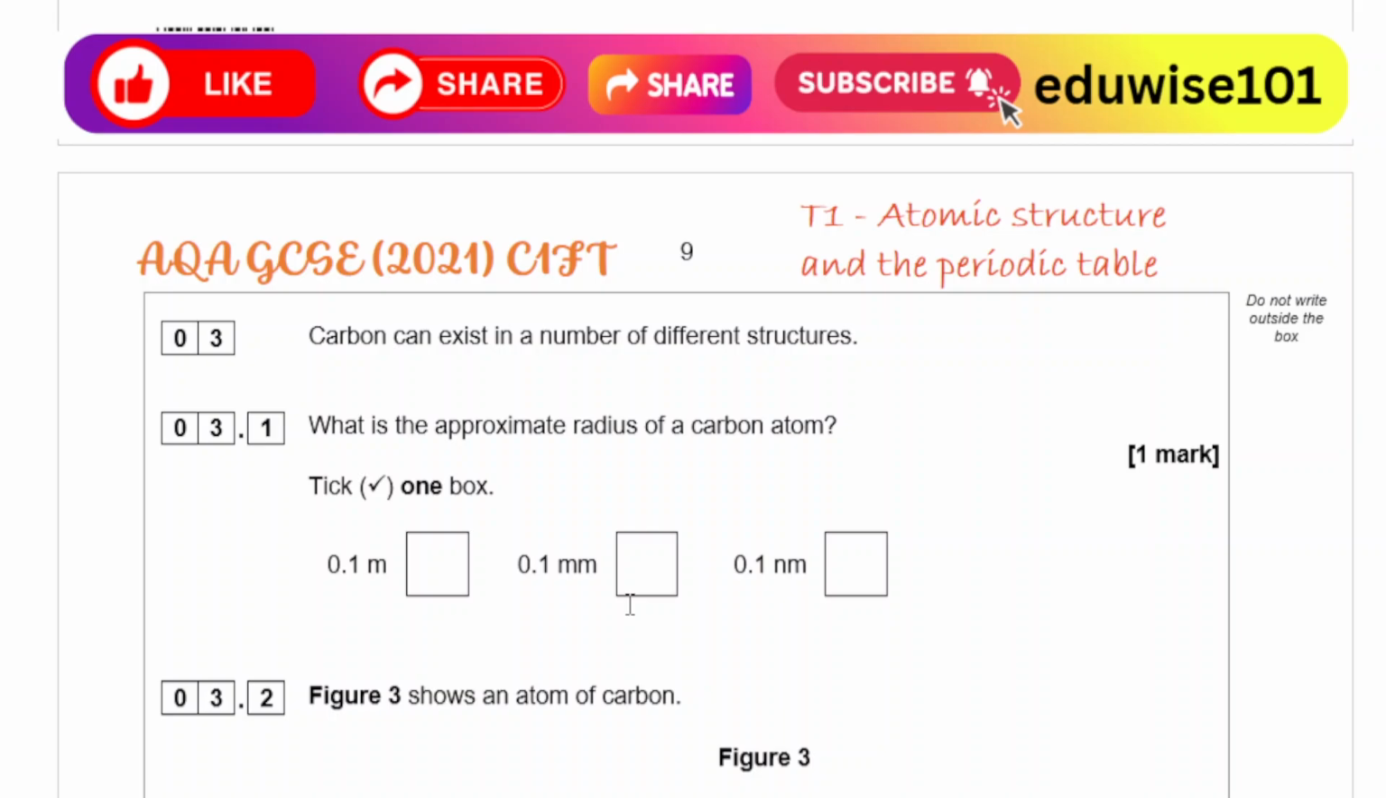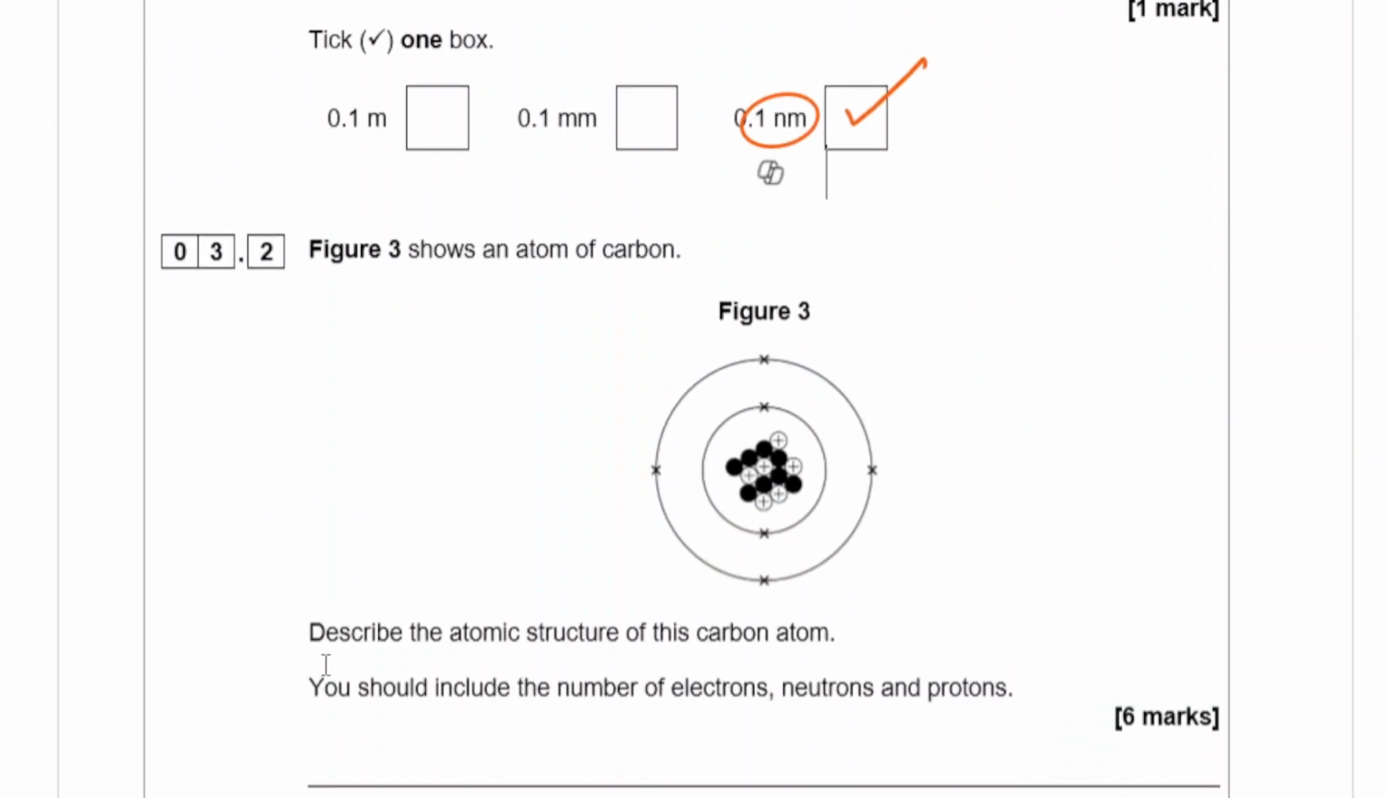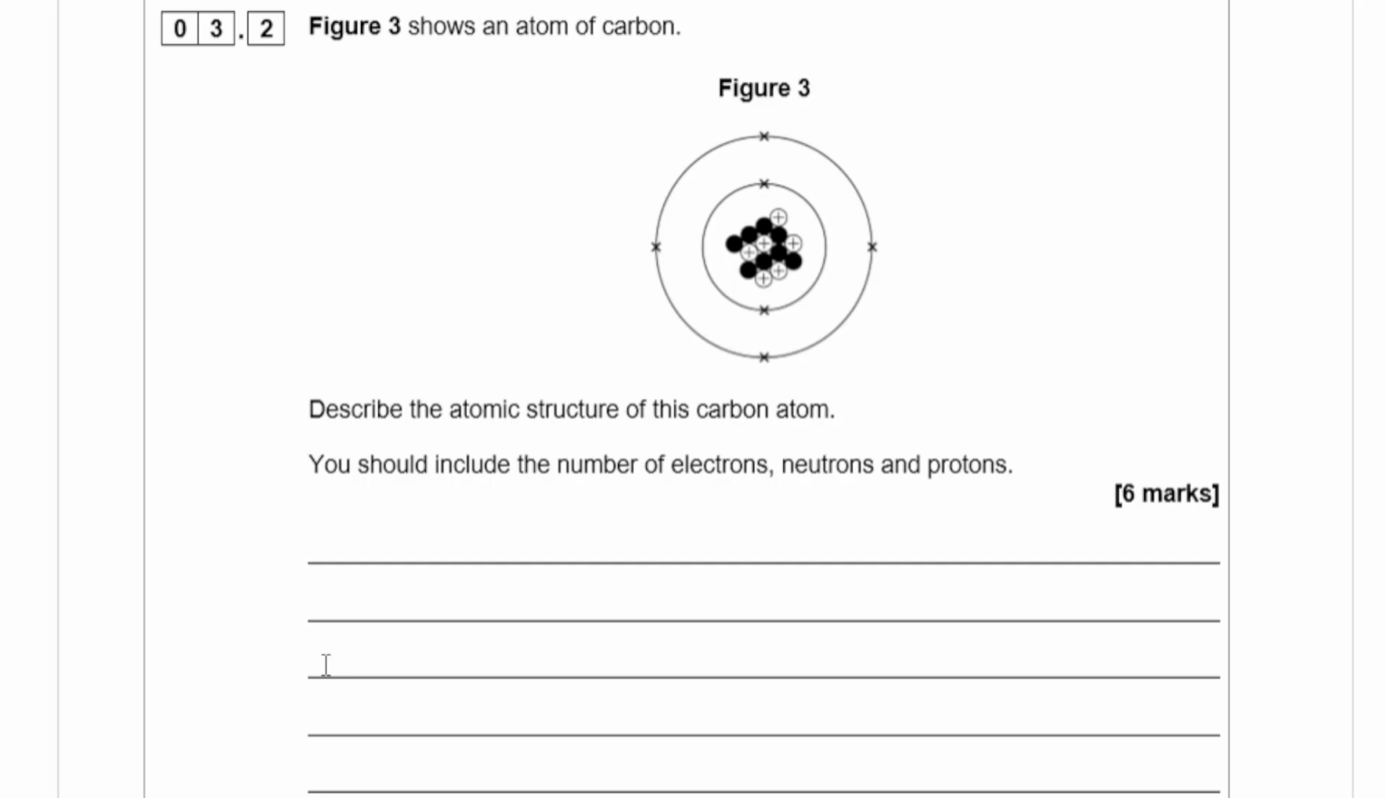Question number 3 is on the topic of atomic structure and the periodic table. Carbon can exist in a number of different structures. What is the approximate radius of the carbon atom? It has to be in nanometers. It doesn't matter what number it is. So it's the third one. Figure 3 shows a carbon atom. So it's a 6-mark question. Surprisingly, after a long time, I'm seeing the 6-mark question here in the right one early.